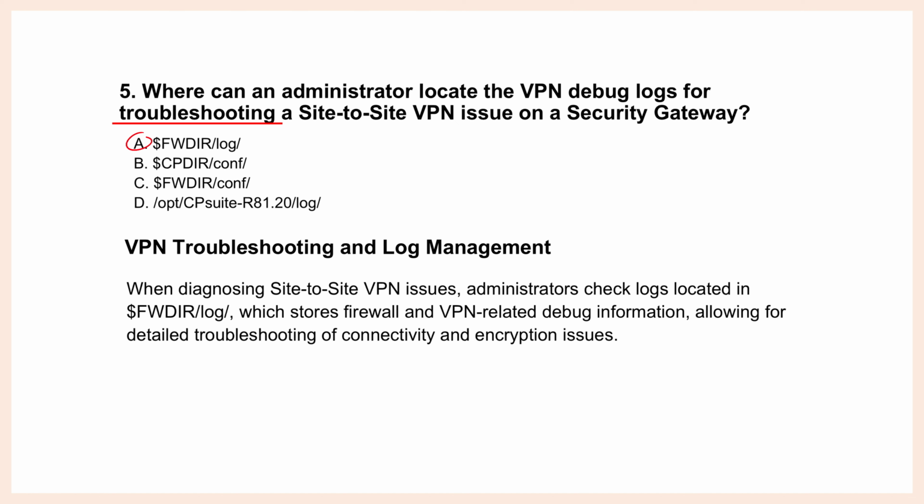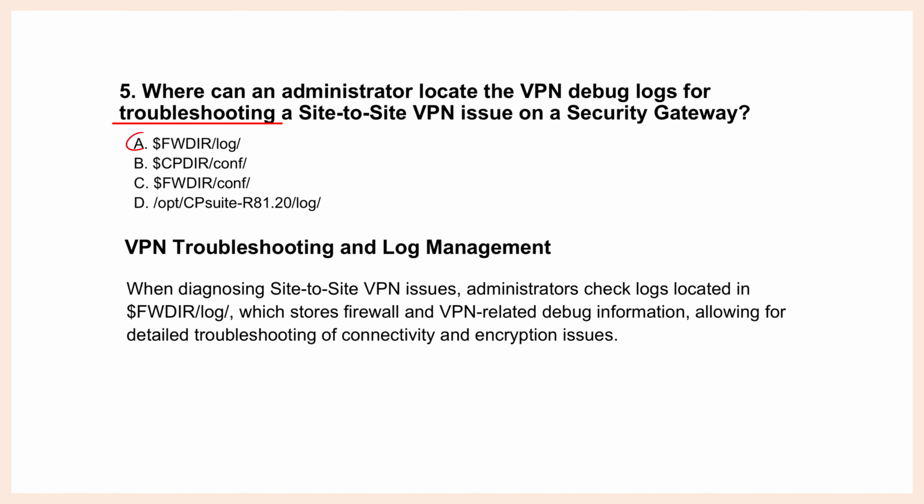Now, some of those other answer choices look kind of plausible, right? They try to throw in some that look like they could be right. So what is it about this directory that makes it the right spot for those logs? And what is $FWDIR anyway? $FWDIR is an environment variable, and it points to the main Check Point installation directory. So that's where all those really important log files are stored, including the ones specifically for VPN debugging.